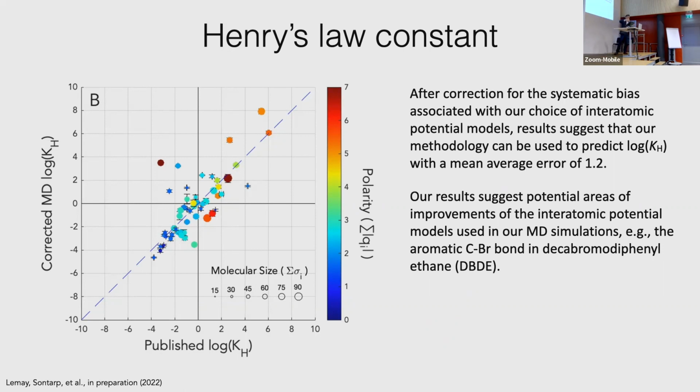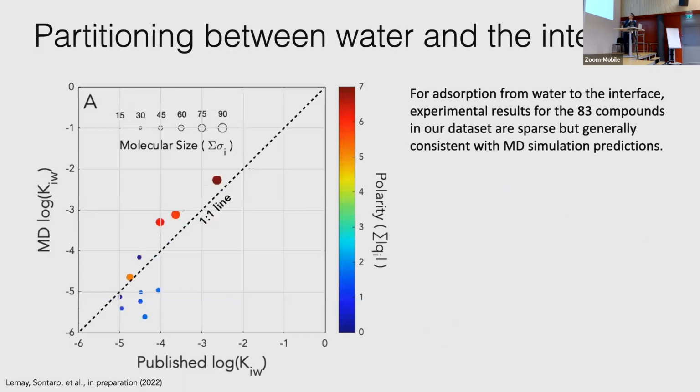So there must be something about the bond between bromide and an aromatic carbon that the force field is assigning too much polarity to. A nicer thing is, instead of just predicting these KH values, we can also predict the interfacial adsorption. Here there's a lot less in terms of experimental data, particularly for the set of compounds that we're looking at, because we're looking at more emerging contaminants. But for the few compounds for which we could find a comparison, it's actually matching pretty nicely.